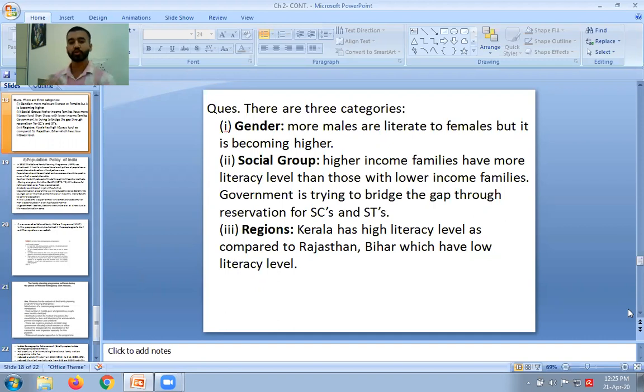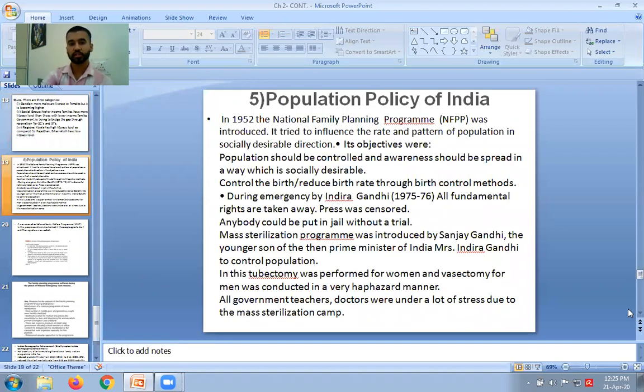Now we'll proceed to understand the second topic for today's class. The second topic, which is the last topic of this chapter, is the population policy of India, right? So this is the last topic.